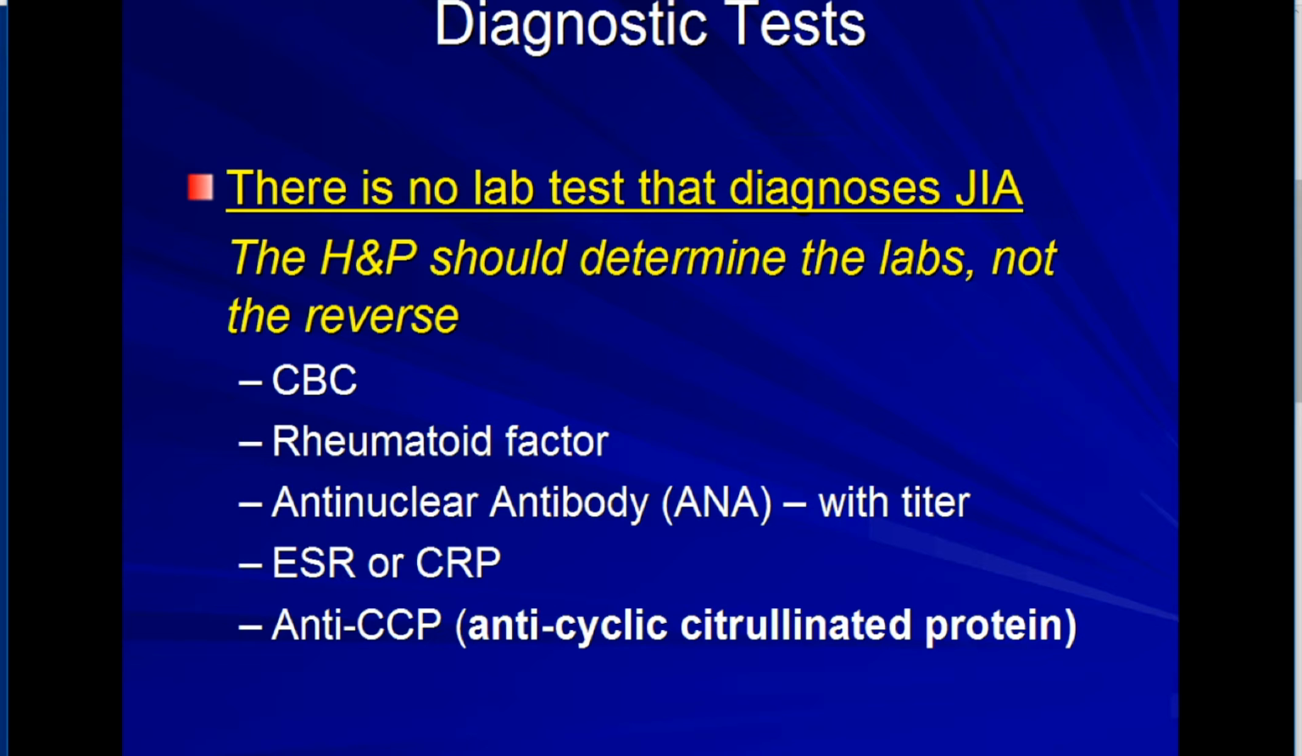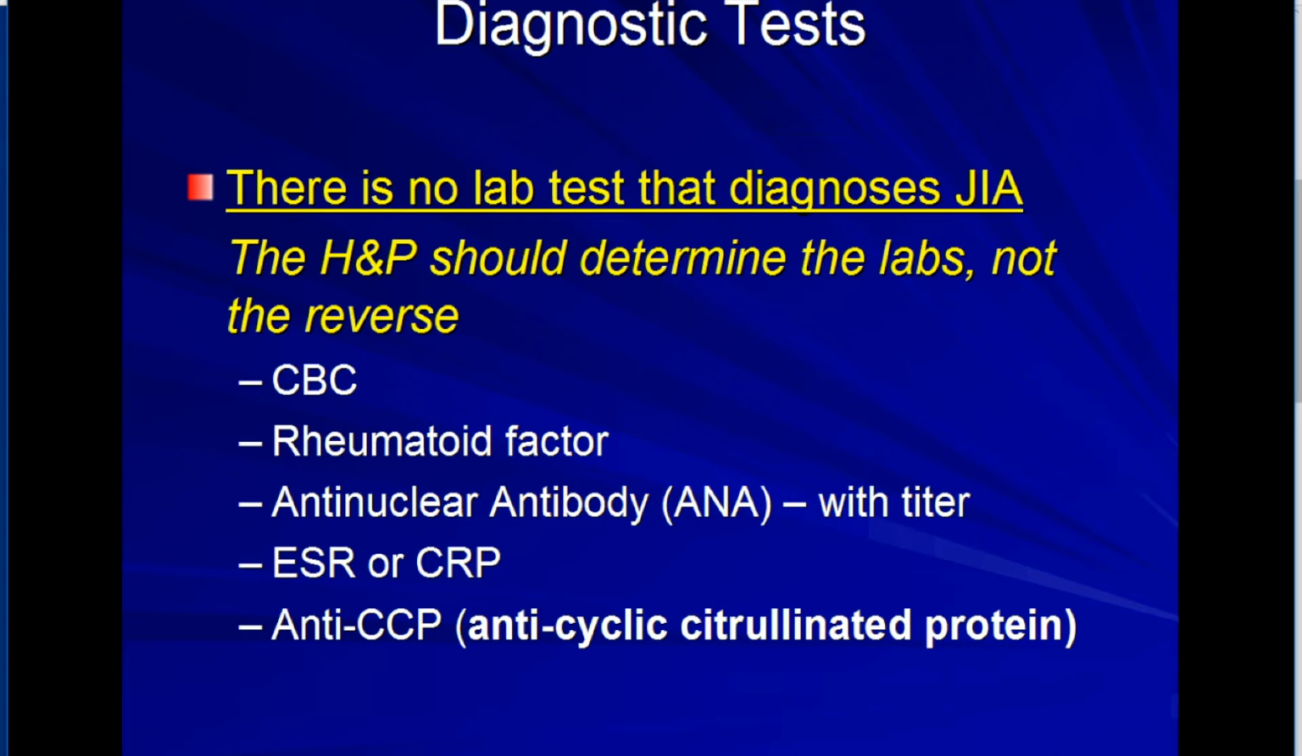So there's no lab tested diagnosis for JIA. So we do send all these labs, right? We send CBC, we send rheumatoid factor, we send ANA with a titer, we send sed rates, C-reactive proteins. I don't really send anti-CCPs, but it's one of the newer tests, and maybe we should, but I'm not really sure of the significance. I let the rheumatologist send some of the more esoteric stuff if they want to get those.